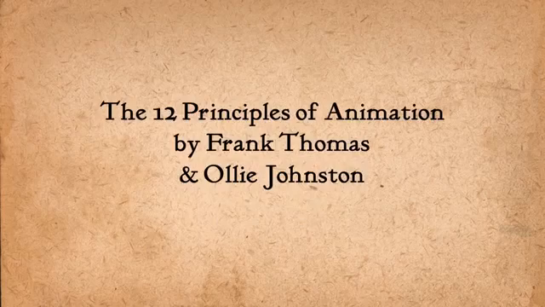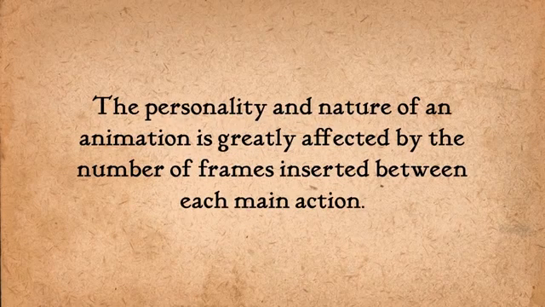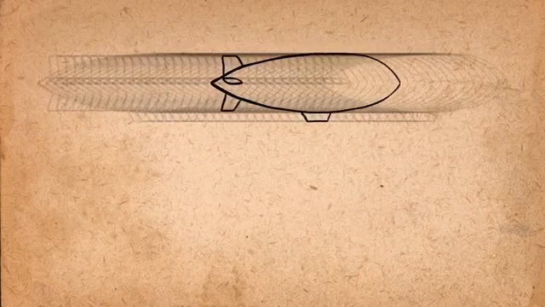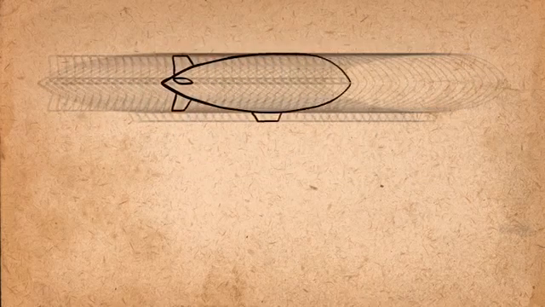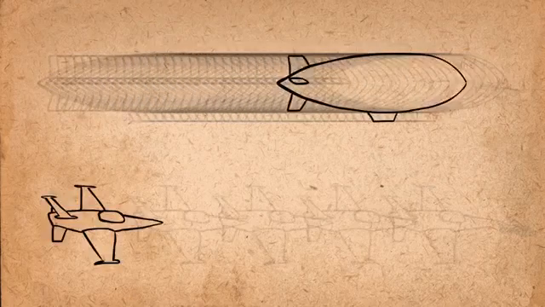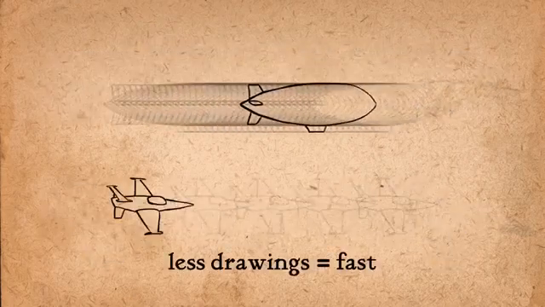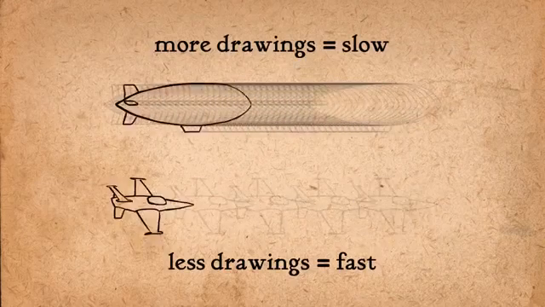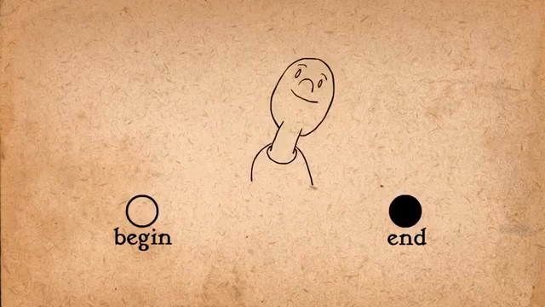So the next principle is called timing. This principle states that the personality and nature of an animation is greatly affected by the number of frames inserted between each main action. Basically, if you have many drawings that are very close together in between the two main poses, the action will be very slow. If you have very few drawings set far apart from each other, the action will be very fast. Fewer drawings means fast, more drawings means slow. One simple action can have 10 different meanings depending on how many frames you give it.